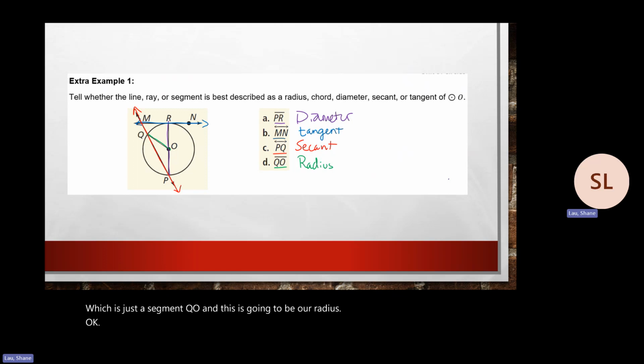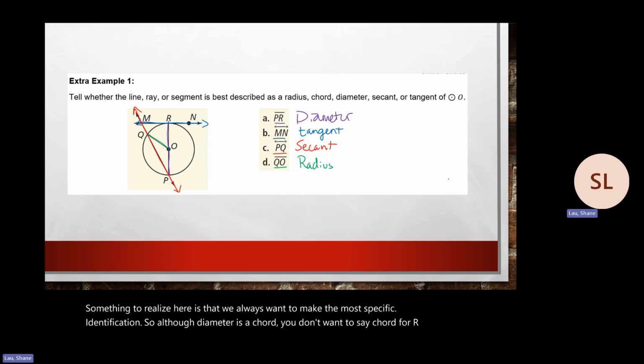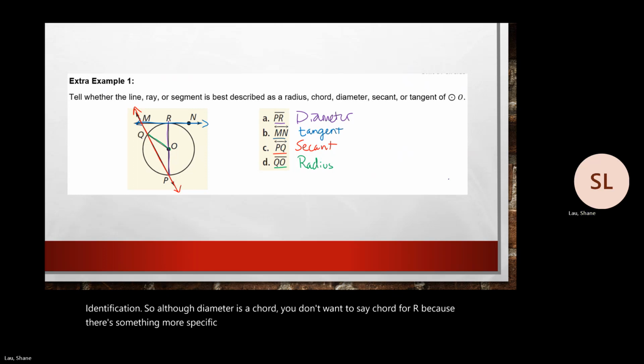Something to realize here is that we always want to make the most specific identification. So although a diameter is a chord, you don't want to say chord for PR because there's something more specific about PR. So say diameter rather than chord.